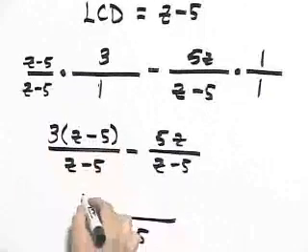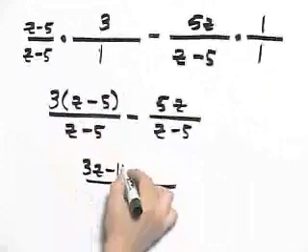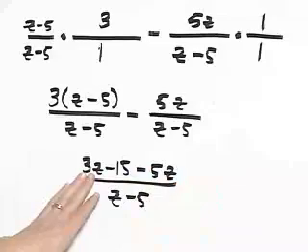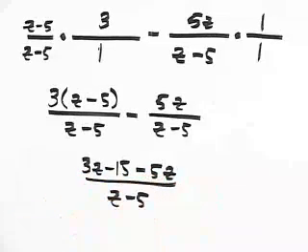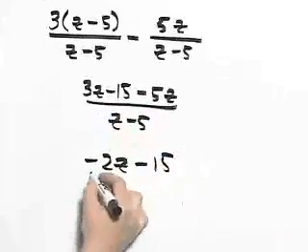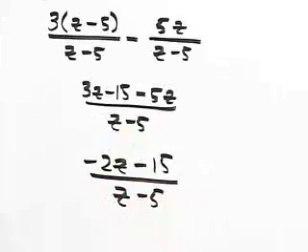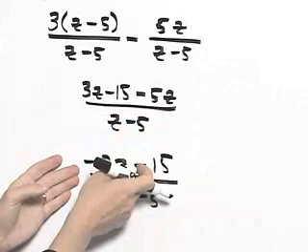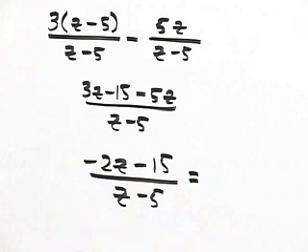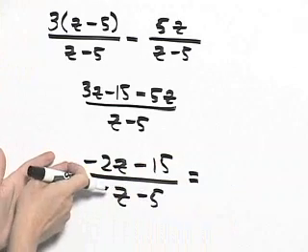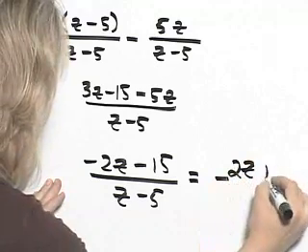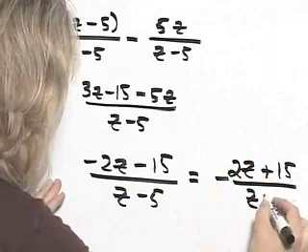We will have 3z minus 15 minus 5z. We can simplify that. 3z minus 5z is negative 2z, minus 15, all over z minus 5. We have a negative and a negative, and typically we don't want to leave a large amount of negatives in the problem. So we can divide out a negative 1 in front, and so we'll have 2z plus 15 all over z minus 5.